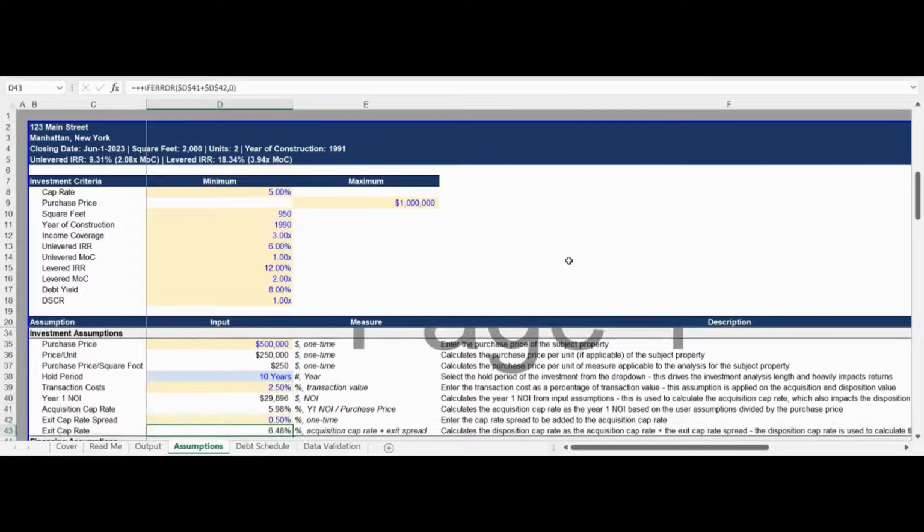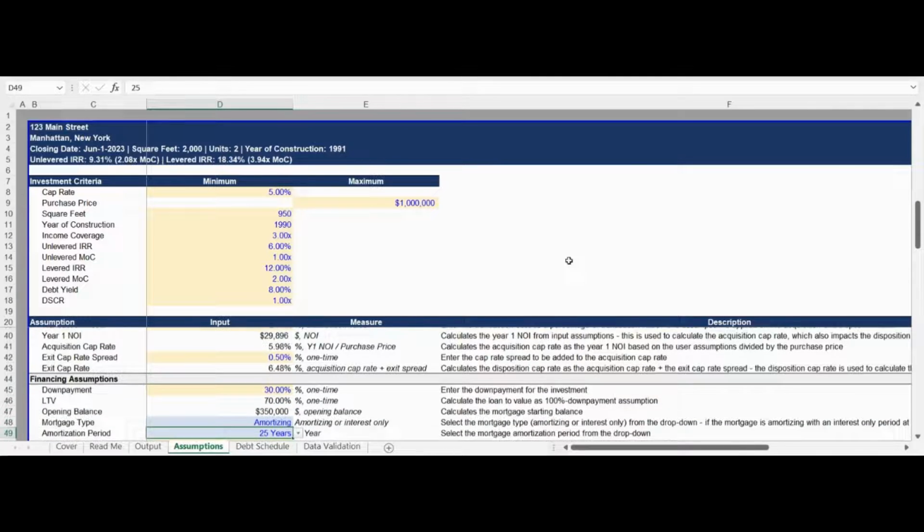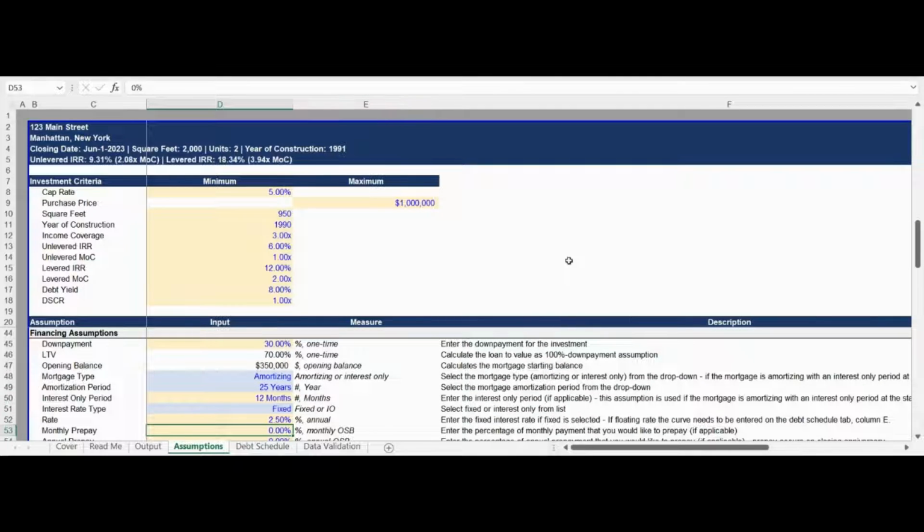Following general inputs for the property, investment assumptions are input, including the purchase price, hold period, and exit cap rate spread. The model is dynamic for up to a 10-year analysis. Financing assumptions are entered next, including the down payment percentage, if the loan is amortizing or interest only, as well as if the interest rate is fixed or floating.